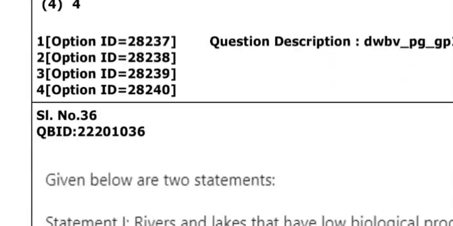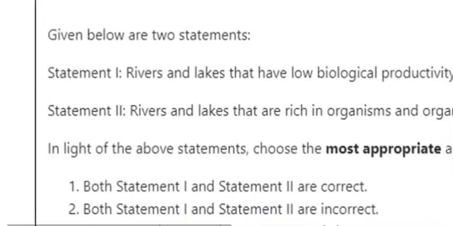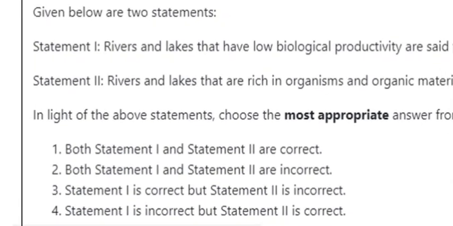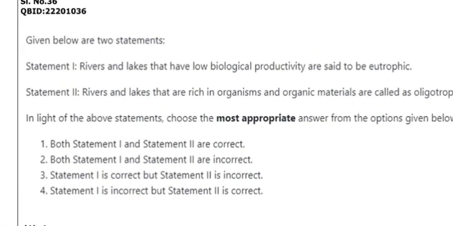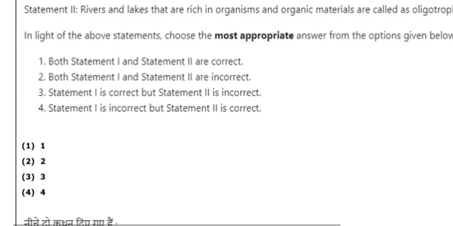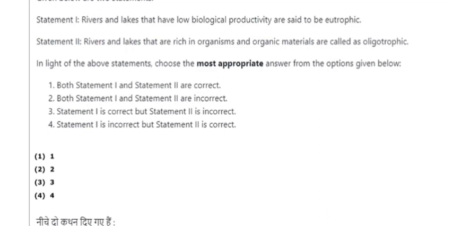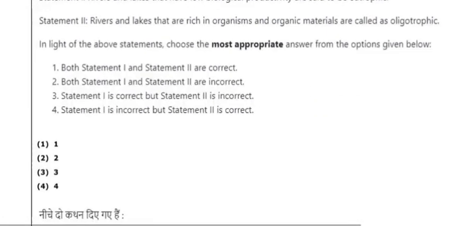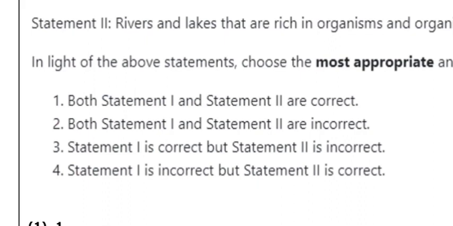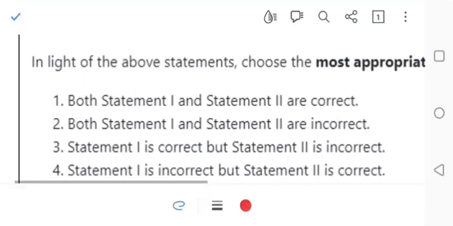Then 36. Given below are two statements. Statement 1, rivers and lakes that have low biological productivity are said to be eutrophic. Statement 2, rivers and lakes that are rich in organisms and organic materials are called oligotrophic. In light of the above statements, choose the most appropriate answer from the options given below. The 36 options are like this. I will not read them all, you can read all the options. The correct option for 36 will be number B. That means both statement 1 and 2 are incorrect, both are wrong.